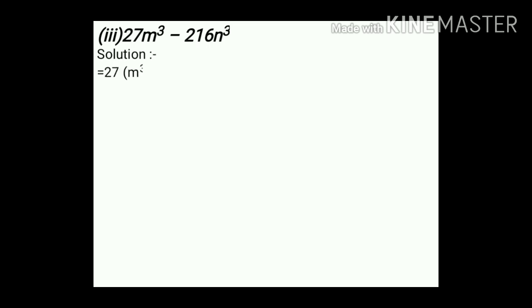Equal to 27m cube minus 8n cube. Here, children, 216 equals 27 into 8, so that's why here we take 27 as common. Equal to 27 times (m)^3 minus (2n)^3, as 8 is the cube of 2.